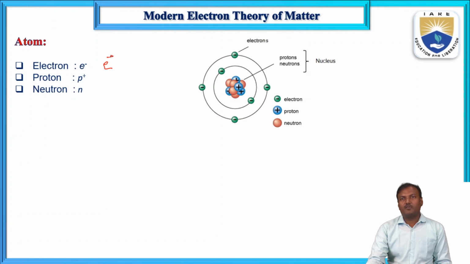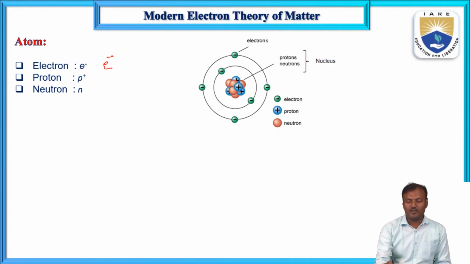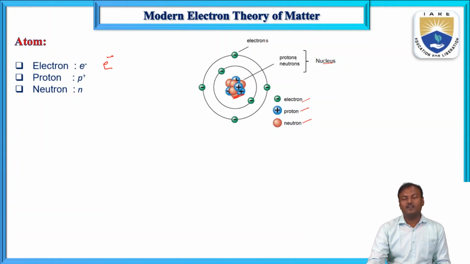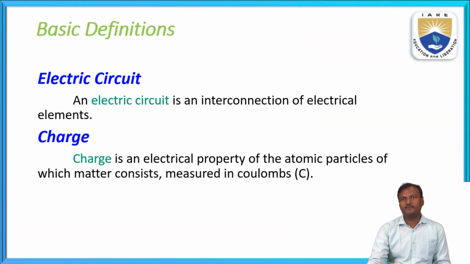So these are the pictorial representations of electrons, protons and then neutrons. Nucleus consists of protons and neutrons, and electrons revolve around the nucleus, which are represented with the minus sign. So it consists of electron, proton and neutron. Neutrons are the stable ones which have zero charge.